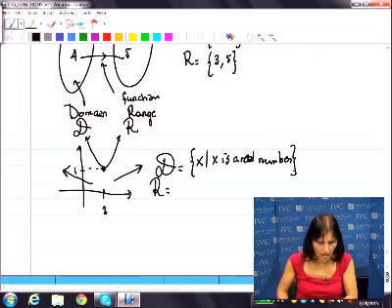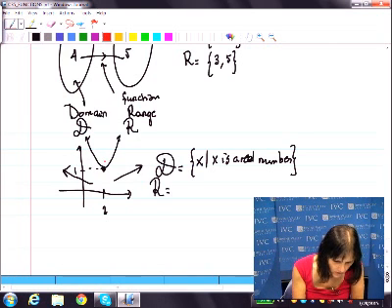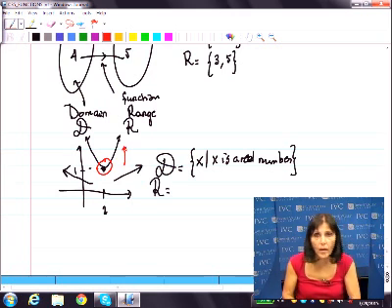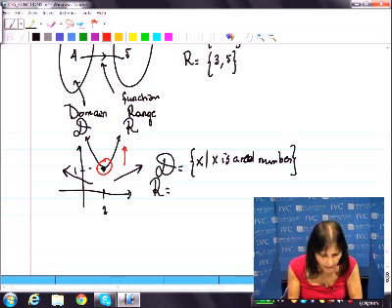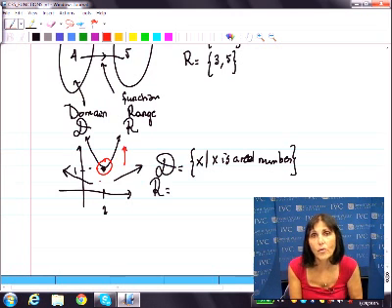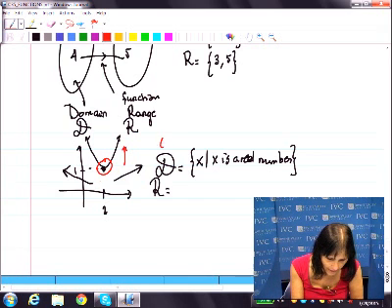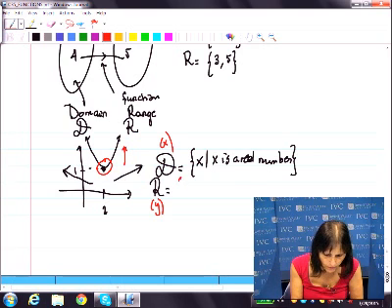What is the range? Problem is, it starts from here and goes up. So it doesn't have any value lower than 1. We are looking at the y values. This is like x values. These are like y values. What is the smallest y you can imagine?